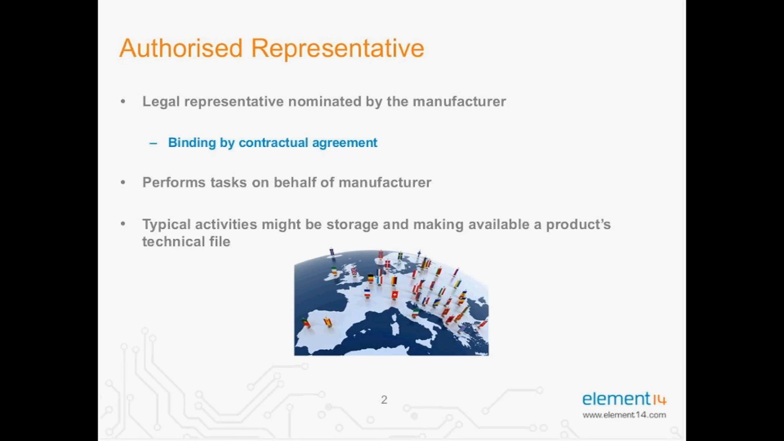First term we've got for you is the Authorised Representative. An Authorised Representative is a legal representative that is nominated by the manufacturer through a contractual agreement. The Authorised Representative performs tasks on behalf of the manufacturer according to the terms of this agreement. An Authorised Representative's typical activities might include the storage and making available of a product's technical file.